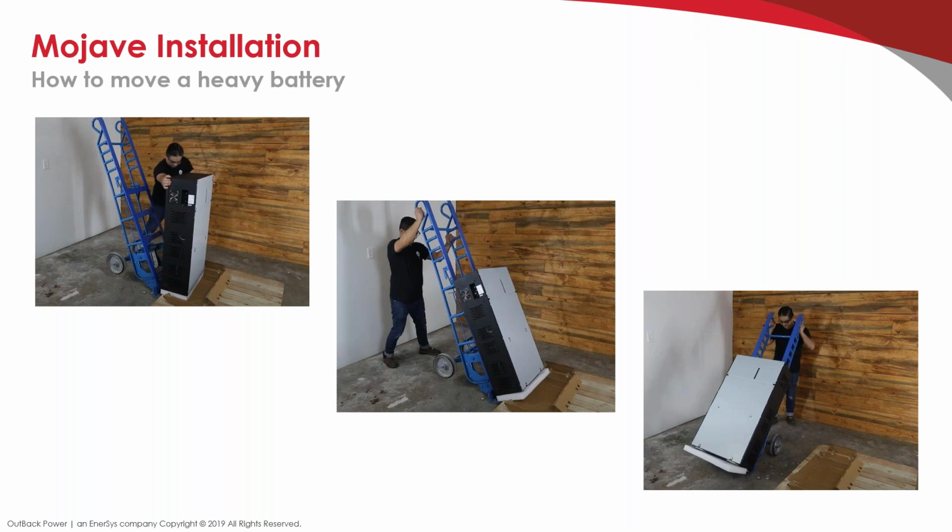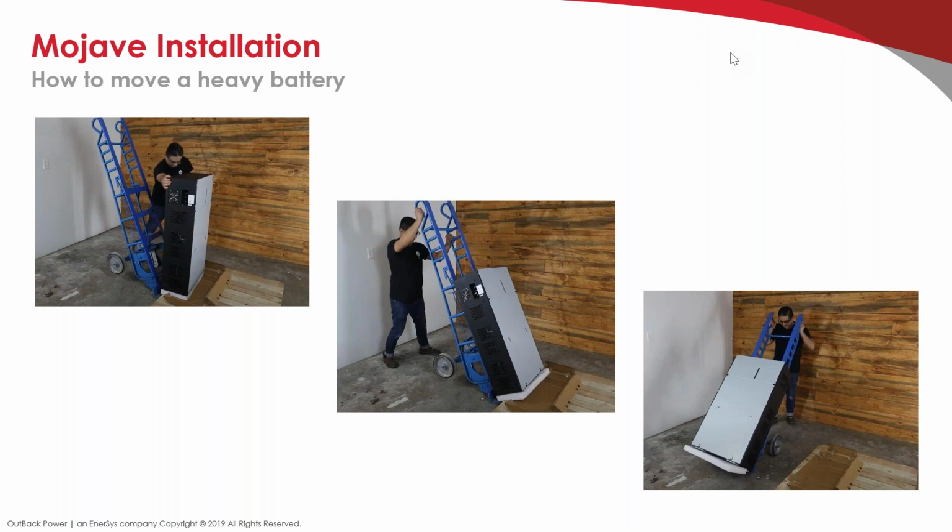Yeah, so this is an industrial appliance hand truck that has kickback caster wheels. The kickback caster wheels allow the hand truck to tilt back and rest on the 4 wheels, so that puts all the weight onto the hand truck itself. So all you've got to do, once you lay the battery onto the hand truck, is just push the hand truck.